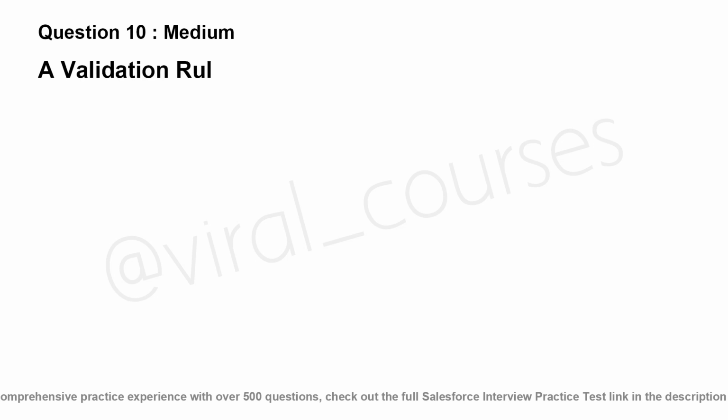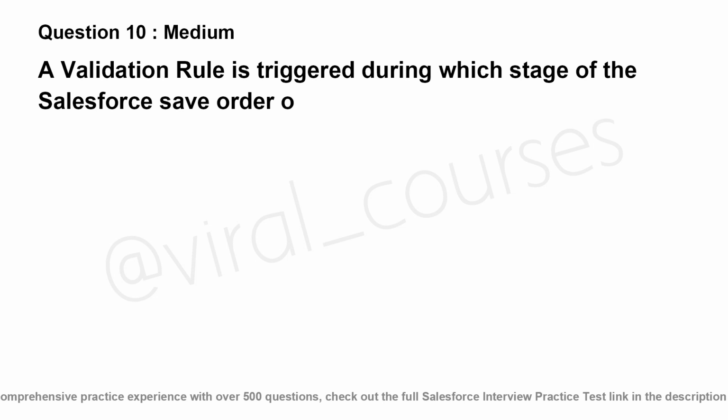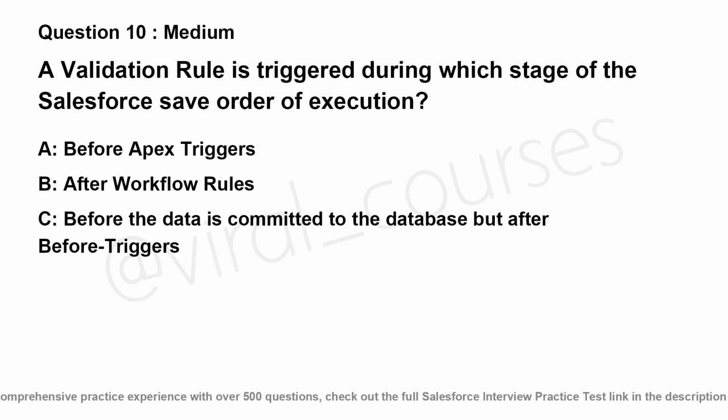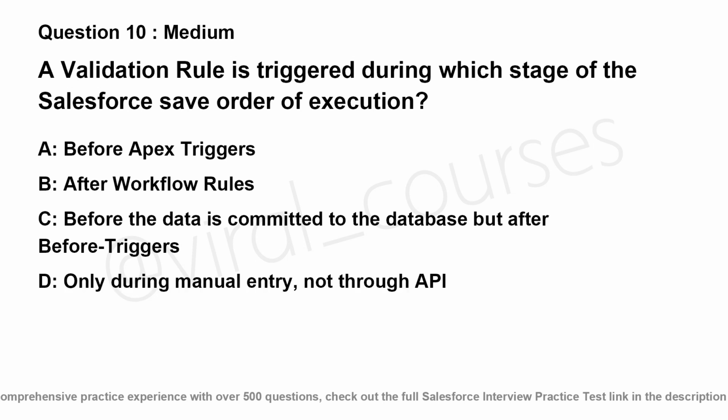A validation rule is triggered during which stage of the Salesforce save order of execution? Option A, before Apex triggers. Option B, after workflow rules. Option C, before the data is committed to the database but after before triggers. Option D, only during manual entry, not through API.